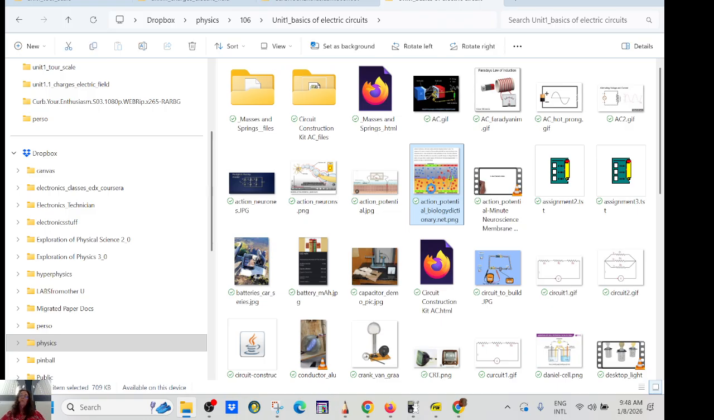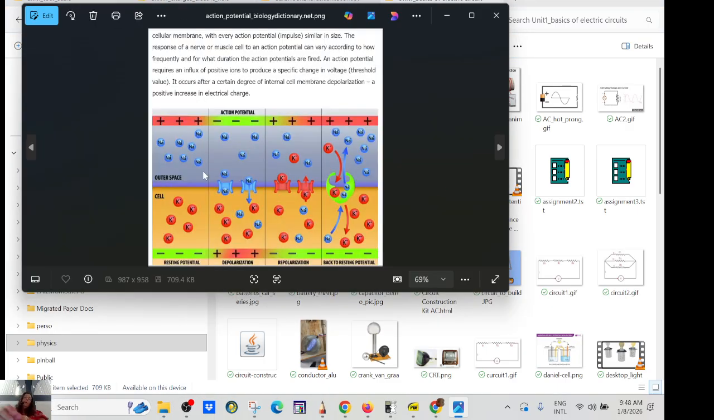Okay, so action potential, it's because along the nerve cell, it's called the axon, right? Along the nerve cell, you have a different distribution of charges. Inside the cell, you're going to have less positive ion. Outside, you're going to have more positive ion. So here it's going to be positive, and here it's going to be negative. So it's going to behave like a small capacitor.